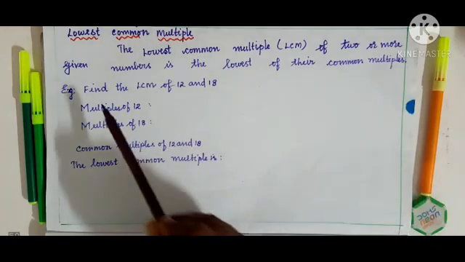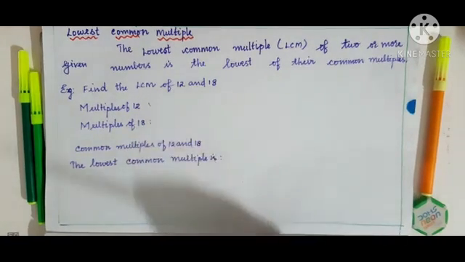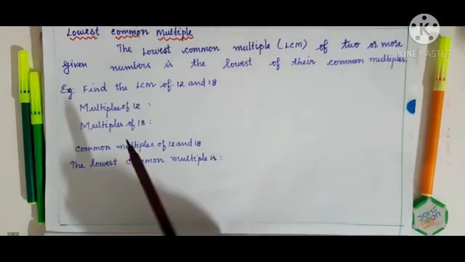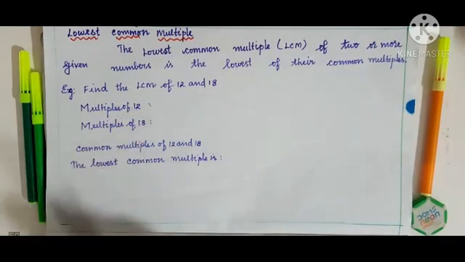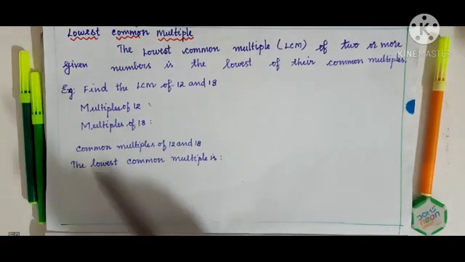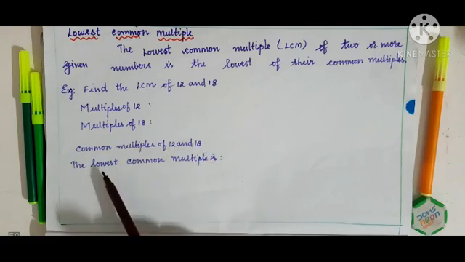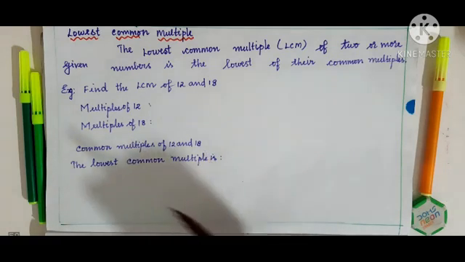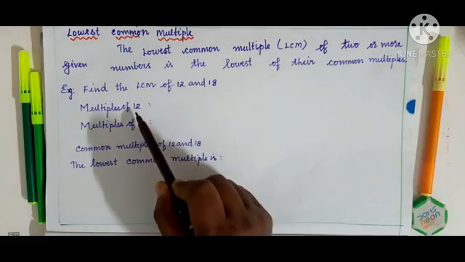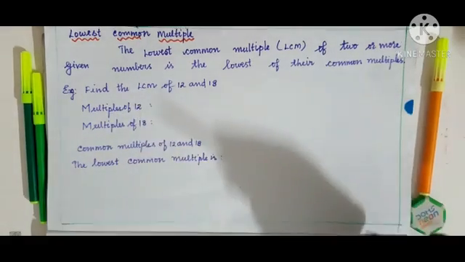To find the LCM of 12 and 18, what will you do? First, we have to find the multiples of 12 and 18. Then we have to find the common multiples of 12 and 18. With that, we will find the lowest common multiple. First, we will do it and see. So, multiples of 12, you can say the 12 table, and keep on writing.